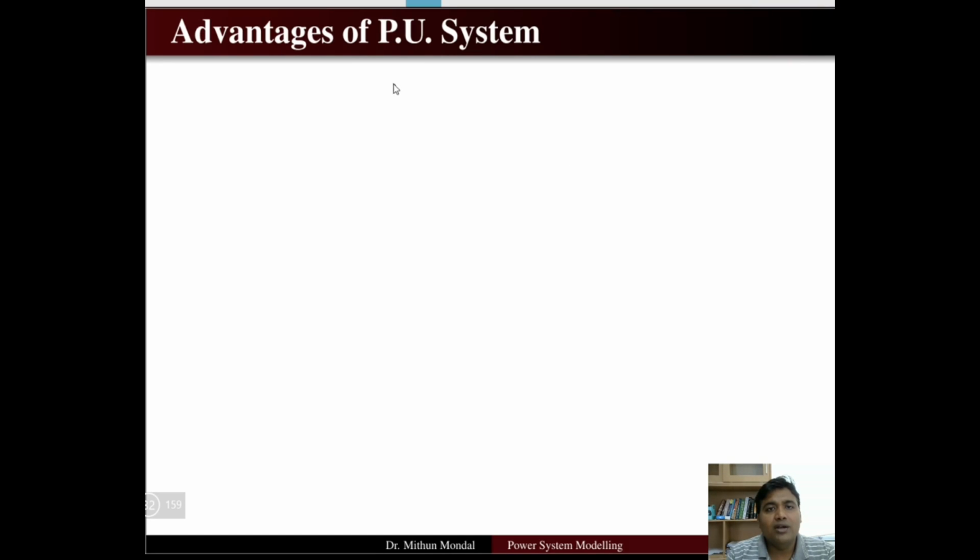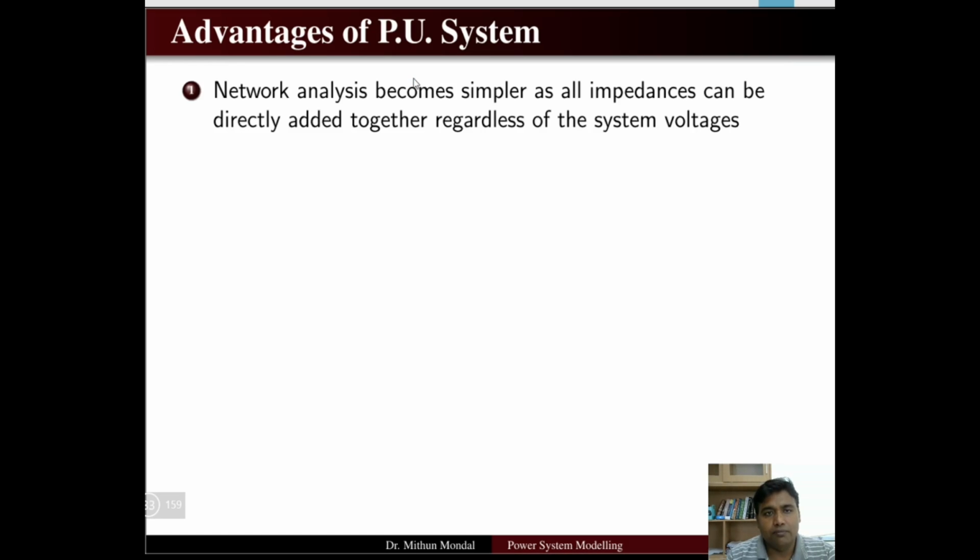Now what are the advantages of per unit system? Why do we want the actual values to be converted to per unit system? The network analysis becomes simpler as all impedances can be directly added together regardless of the system voltage. So whatever might be the system voltage, you can directly add all the impedances together. This is one of the important advantages of per unit system.